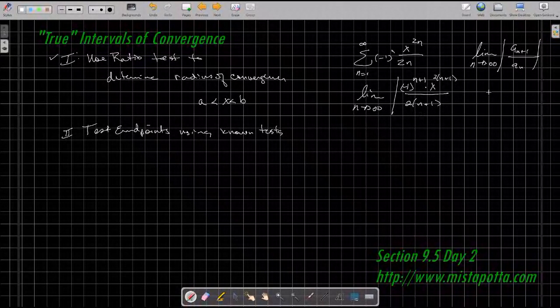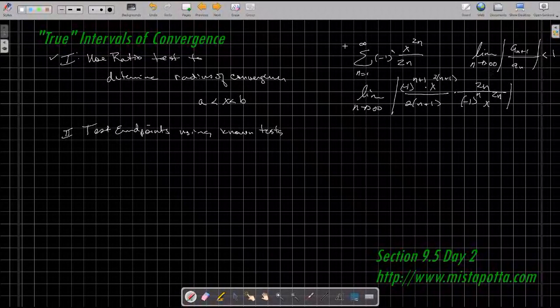over 2 times n plus 1. And I want to divide by a sub n, which means I'm going to multiply by the reciprocal. So that's going to be negative 1 to the n, x to the 2n over 2n. And so I'm going to need to evaluate this limit. Remember that this ratio test, ideally I want this to be less than 1, because my series is going to converge as long as this limit is less than 1.